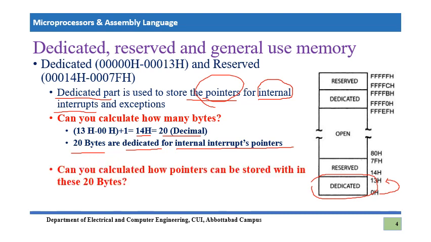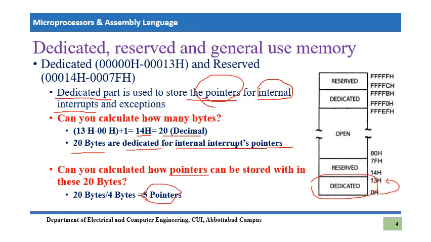Again, a very important question: can you calculate how many pointers can be stored within these 20 bytes? First of all, you need to learn how many bytes of information a pointer is. Remember, we discussed this in the last lecture, when we were dealing with data formats and data types. A pointer is 4 bytes of information. That means in 20 bytes, how many 4 bytes will be available? Of course, it's quite easy. 20 bytes divided by 4 bytes equals 5. So there are 5 pointers, right?